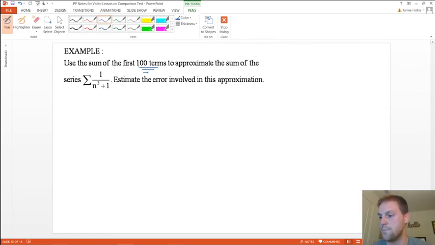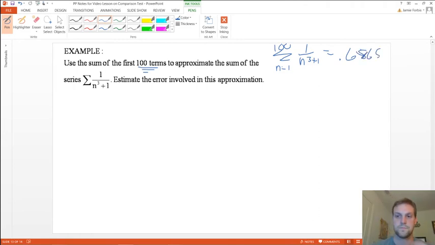So let's go ahead and do this then. Let's go ahead and figure out what the partial sum is, so not going to infinity, let's figure out what the sum is of the first 100 terms first. Okay, I typed that in my calculator, and I got a rounded answer, I believe, 0.6865. That's the sum I got. Okay, we're going to estimate the error in that partial sum using this fact right here.